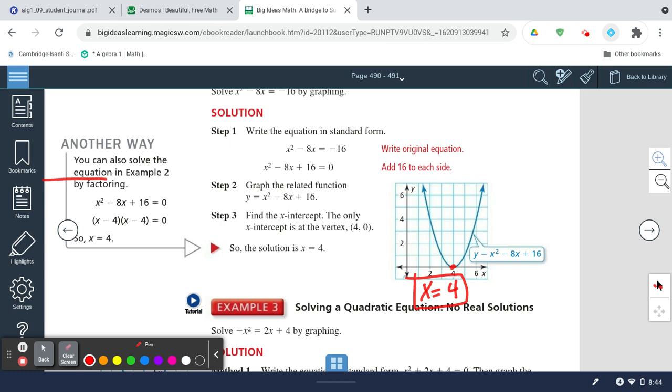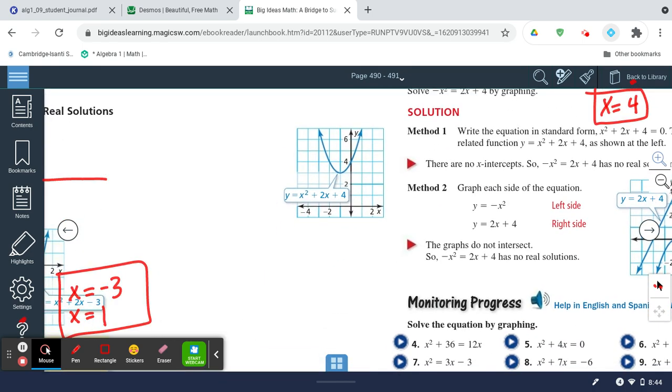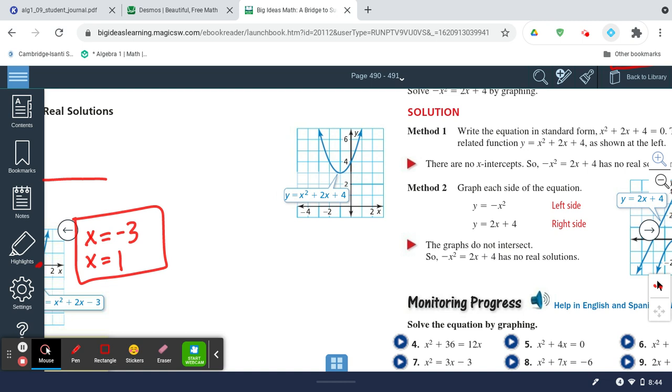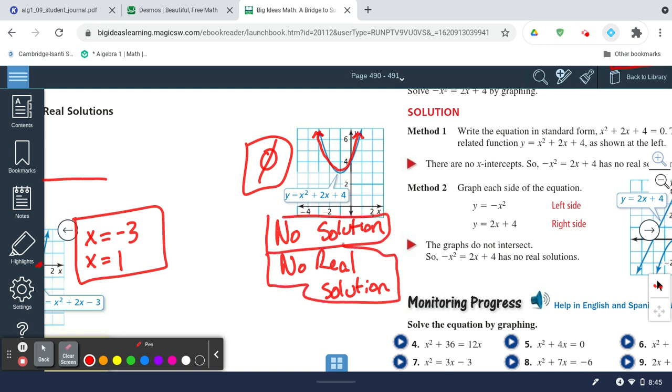Okay, so I can have 2 answers, or I can have 1 answer, or I can have something that looks like this. We see that this doesn't cross that x-axis at all. So over here I have a problem that has no real solution. You can say no solution, you can say no real solution. They both really mean the same thing. You can also go back to this symbol if you remember that from earlier this year. All of these really mean the same thing, so that can be your answer for any of these.